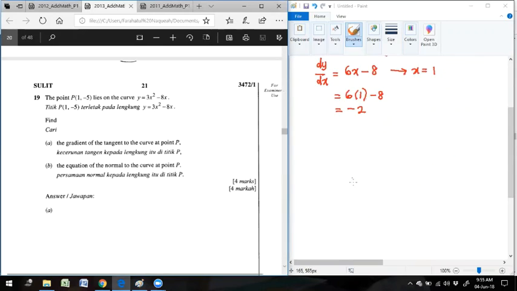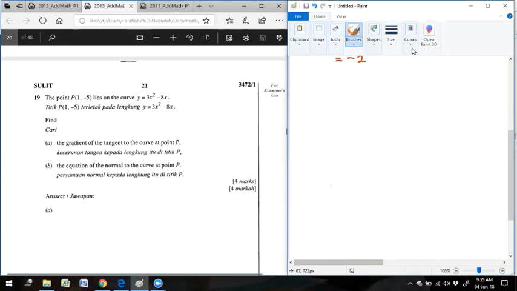Next, B. The question asks for the equation of the normal to the curve at point P. So B, equation. Curve at point P, it looks like this.